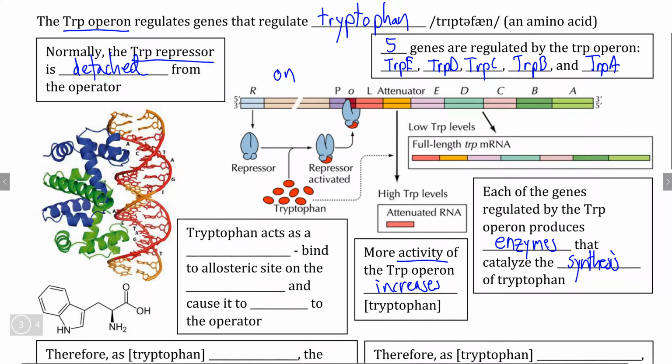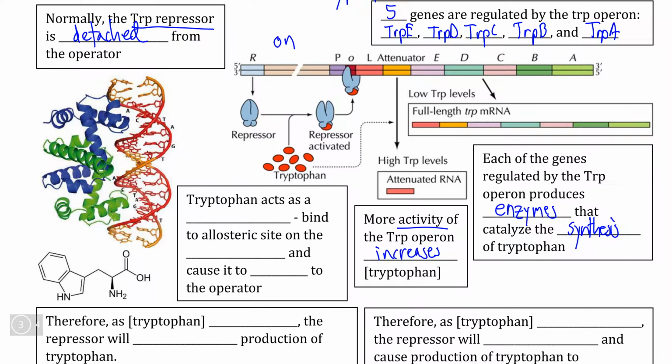Now, if the default position of the operon is on, we must need some way to shut the operon off, and we can see here that as the concentration of tryptophan inside of the bacterium increases, the more likely it is that tryptophan will bind to an allosteric site located on the repressor, which, not surprisingly, is what we call the trp repressor.